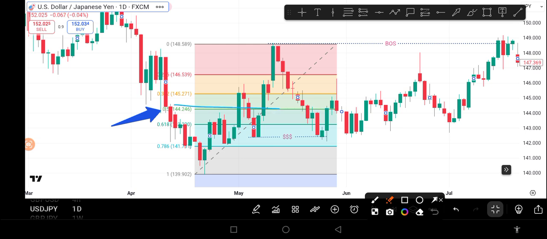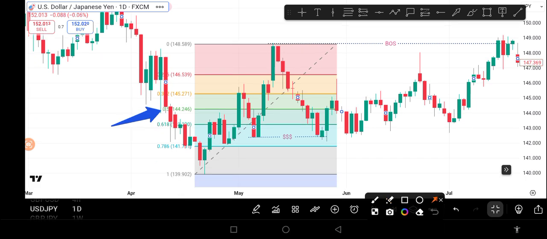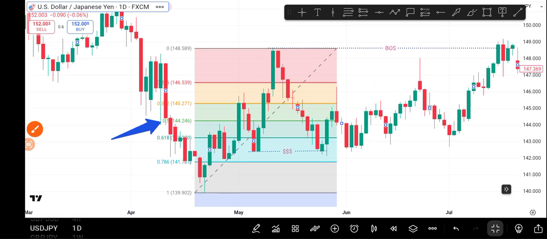Above this 0.5 line, we have a premium zone, and below this 50% we have a discount zone. A premium zone is where we sell from, above the 0.5, and below this 0.5 it is a discount zone where we buy from. Anytime you go to the shop, you buy things at a discount and then you sell them at a premium. That is the exact thing we are doing. Above 0.5 we sell, below 0.5 we buy.